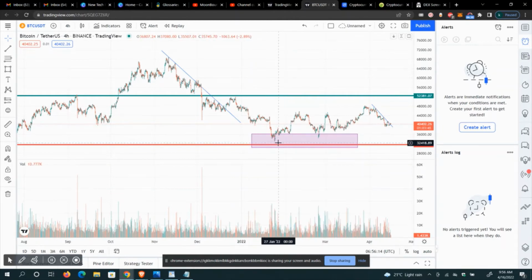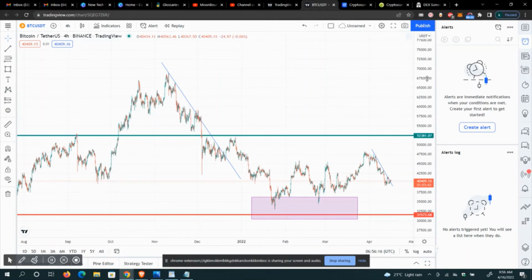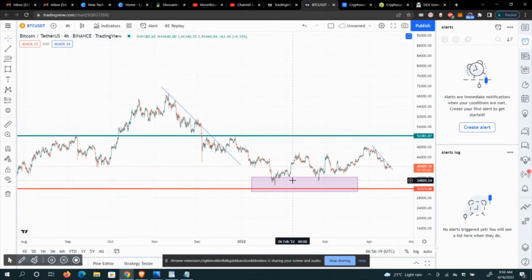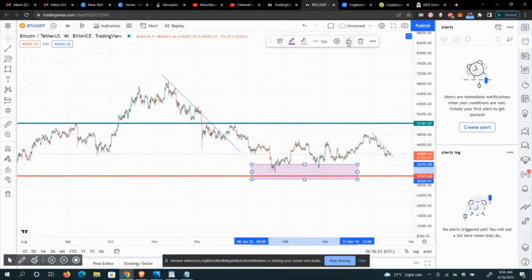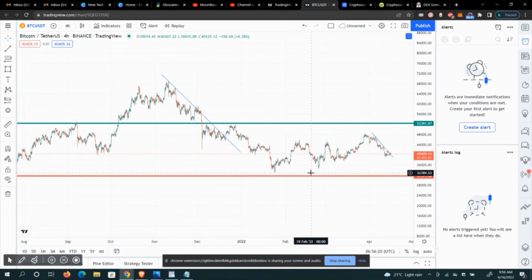So typically, that is what you use a triangle for in a trading space.